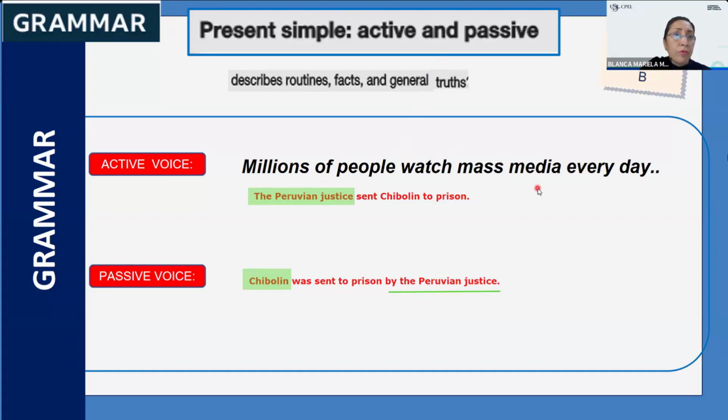Okay, so now you already know the differences between active voice and passive voice. Yes, and in the exam, you will have to change. There will be exercises where you will have to change sentences from active voice into passive voice. Okay, so that's what we are going to do here. We are going to learn how to change sentences from active voice into passive voice.